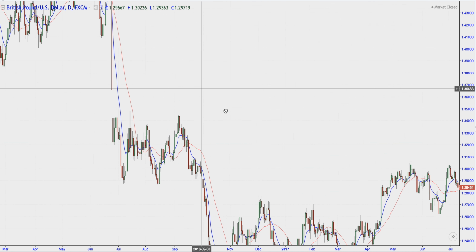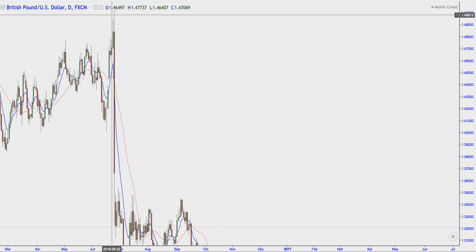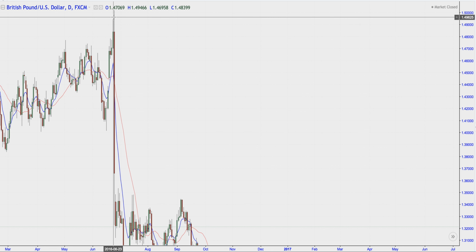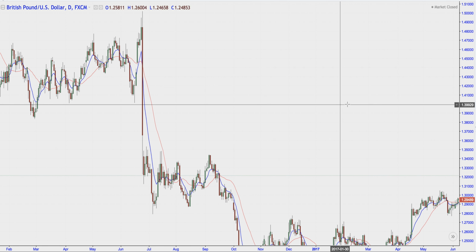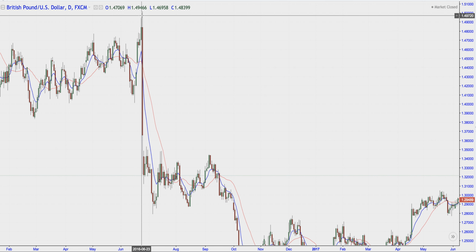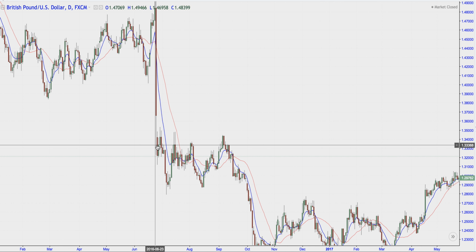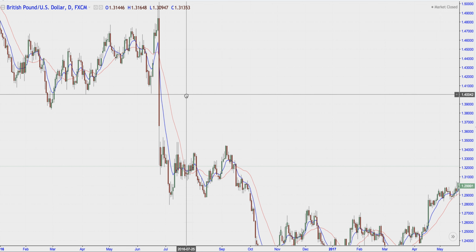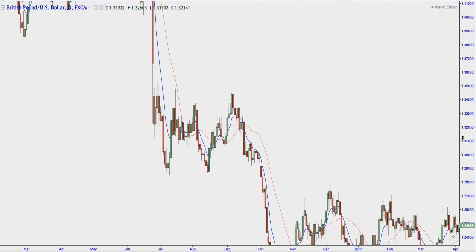First, I'm going to go back all the way to June 2016. This was the point in the market in which Britain voted to leave the EU. This was a 1800 pip fall, an absolutely massive dramatic move in this pair's history. GBPUSD plummeted from 1.502 roughly all the way down to 1.32300.